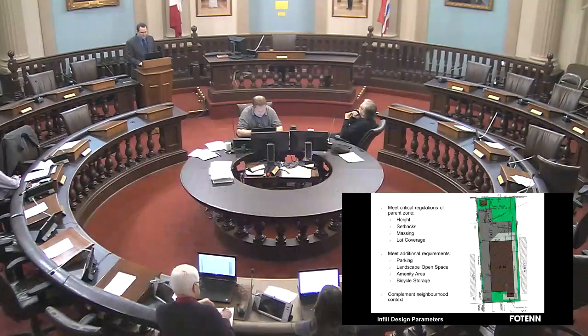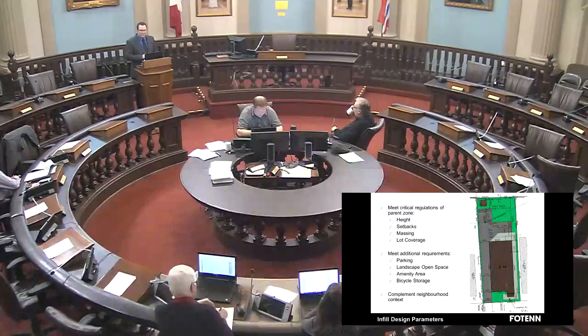Now, when we, as FOTEN planners, are looking at applications like this, and when people come to me to represent what I consider a minor infill application, there's a number of criteria that I feel have to be met for these infill neighborhoods.